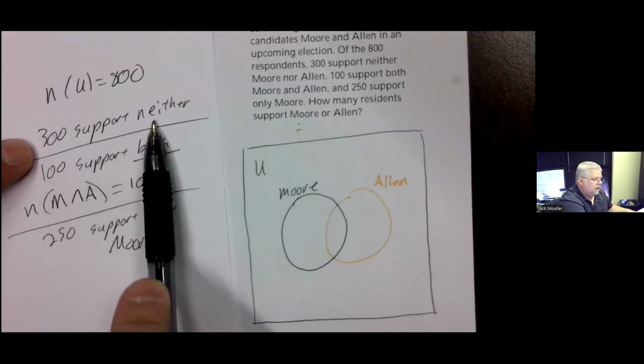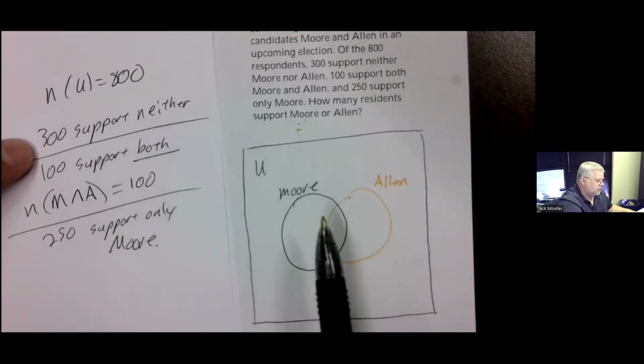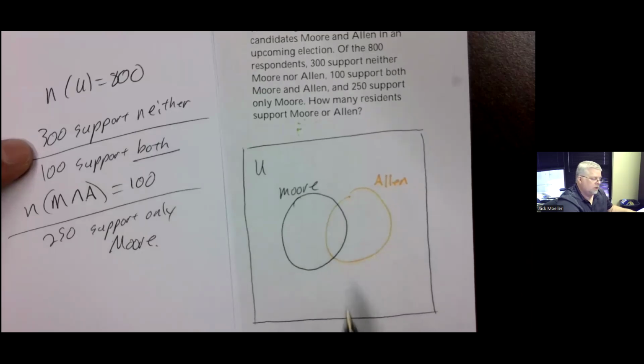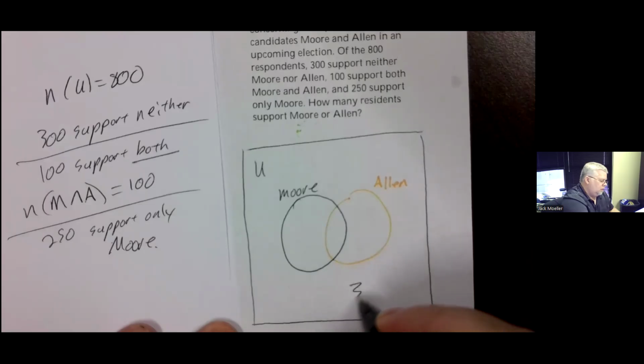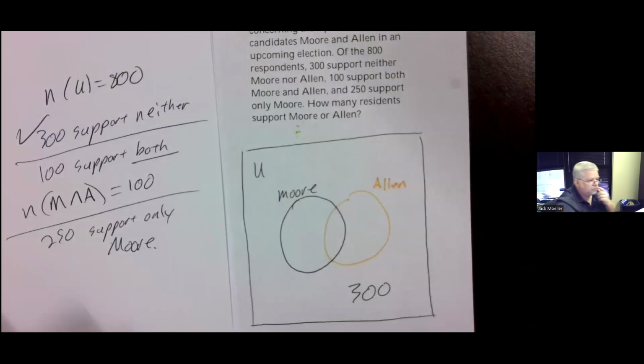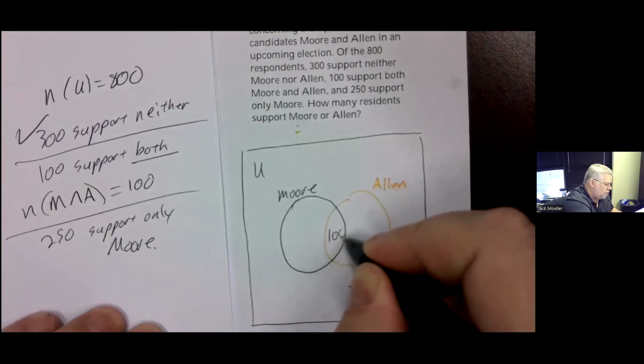Okay, well, if they don't support either of them, that means they're not in the Moore circle. They're not in the Allen circle. That means they're outside the circle. We typically put it at the bottom, it can go on the top, it can go on the side, it doesn't matter as long as it's outside the circle. Okay, so we've taken care of the 300. So now 100 support both. If they support both, that's the intersection. So that's the middle.